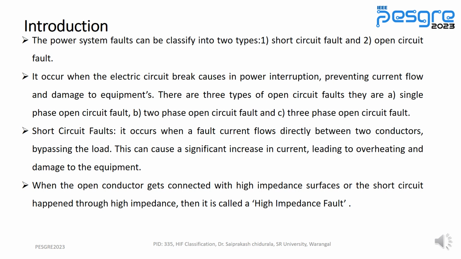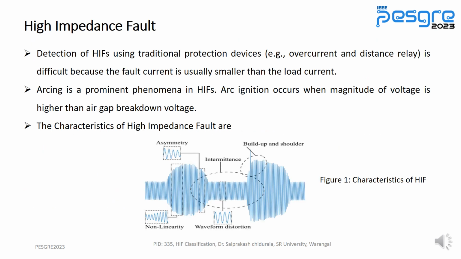So there is another special type of fault. When the open conductor gets connected with a high impedance surface, or the short circuit happens through a high impedance surface, then it is called a high impedance fault. This one is a very peculiar fault which we have to address as soon as possible. Detection of high impedance faults using traditional protection devices like overcurrent relays and distance relays is difficult because the fault current is usually smaller than the load current.